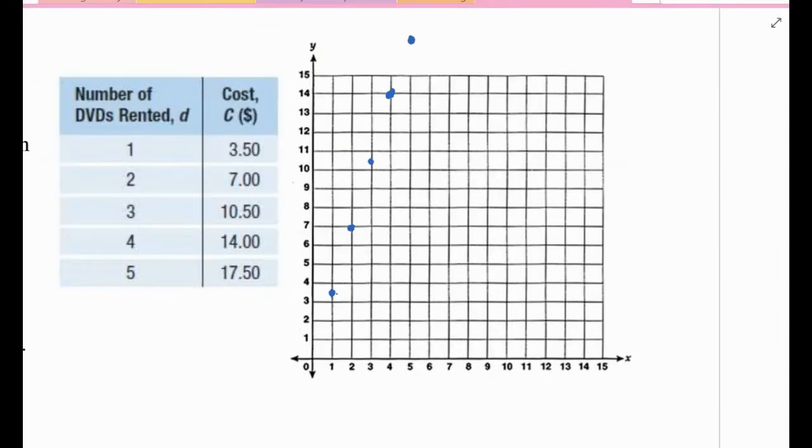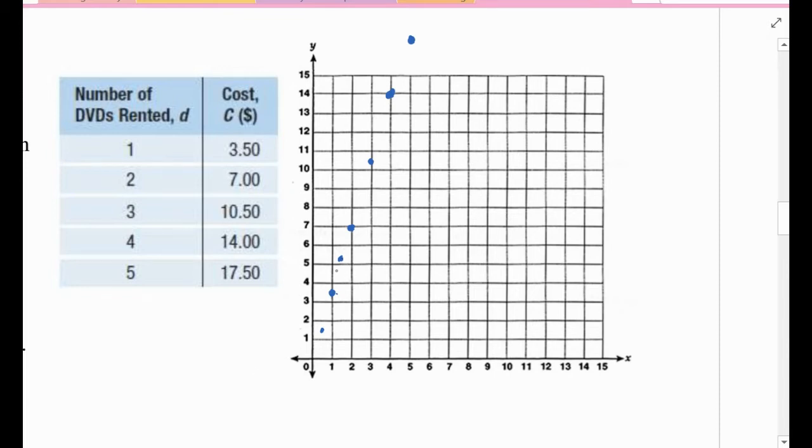Okay, everyone, can we rent a half DVD? For example, can we put a point in between like 0 and 1? If we can rent a half DVD, how much is it? Half a DVD will be like $1.75. So can we put a point here? Or can we rent like 1.5 DVDs? If we can, that will be $5.25. Can we put a point here? Does it make sense? Can we rent a decimal number of DVDs?